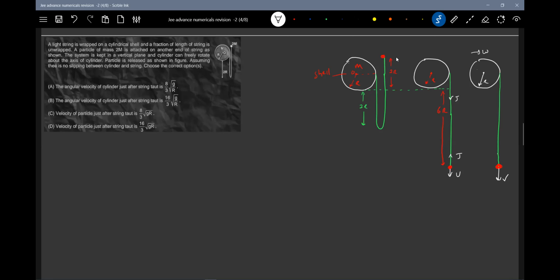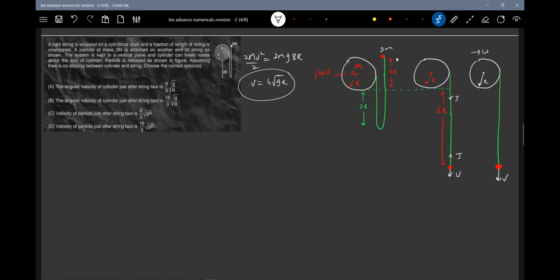First of all, we'll calculate u. So what is u equal to? It will fall 8r, so mu square by 2 should be equal to mg 8r. u equals 4 root gr. This is the speed with which it will have.